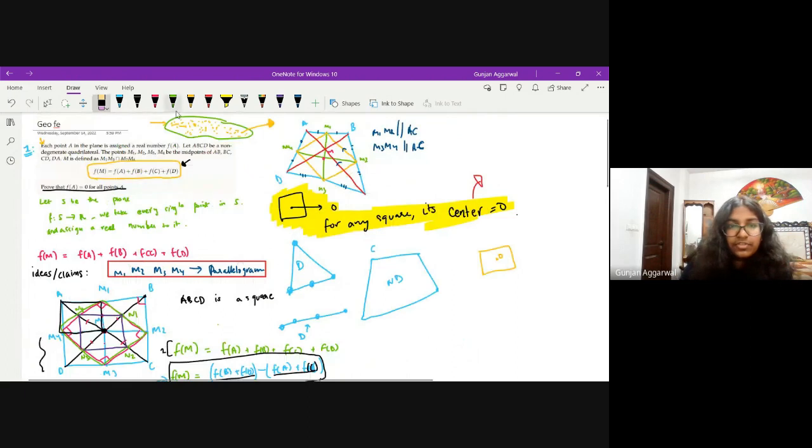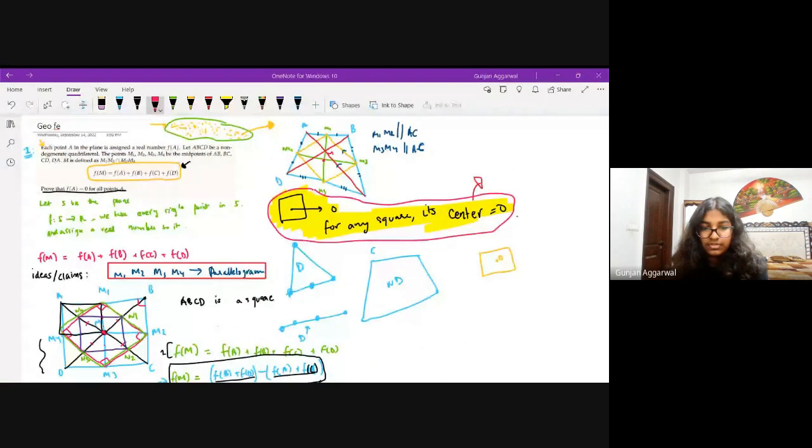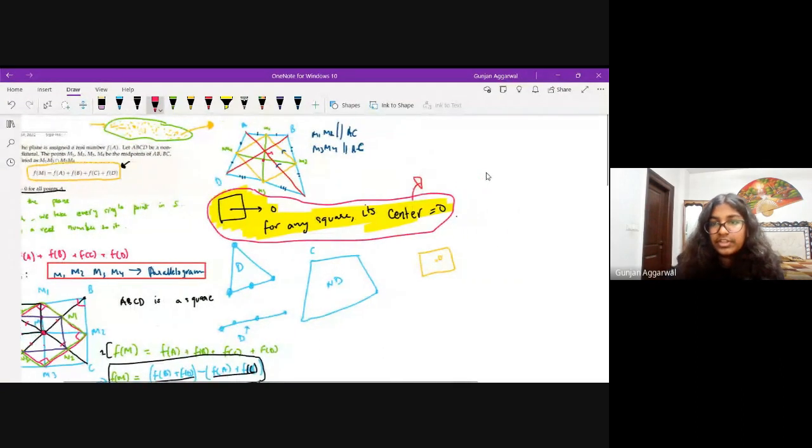So you have this for now, right? We took any square and we took its center and we got it 0. Is that much fine? From here, can you try to prove that if for any square its center is 0, then all points are 0?